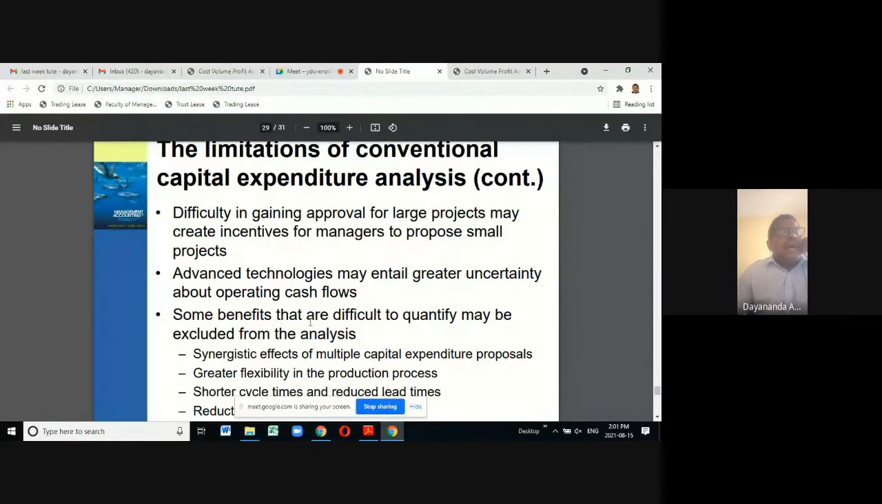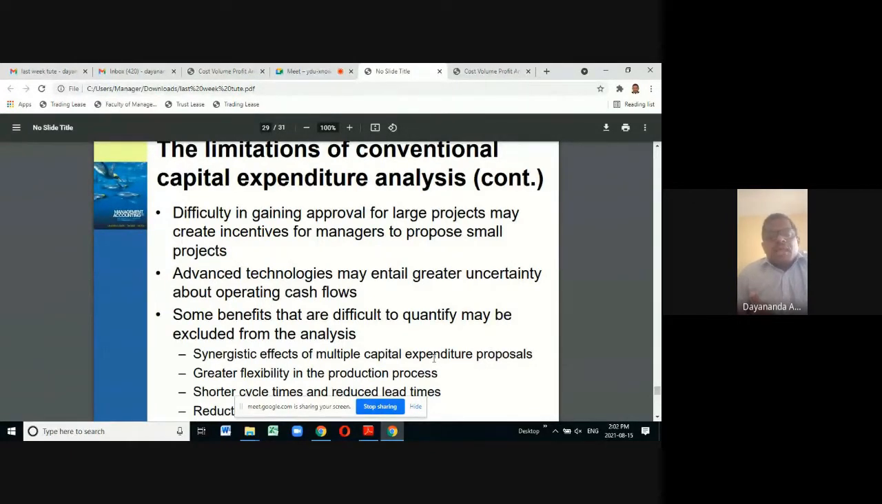Some benefits are difficult to quantify. Even think about this COVID case. Due to COVID, the cash flow of certain businesses really reduced. For example, the banking and finance sector, with the government decisions with regard to loan installments and the fine money and interest, their cash flows were affected. Some benefits that are difficult to quantify may be excluded from the analysis, such as the synergistic effect of multiple capital expenditure proposals.